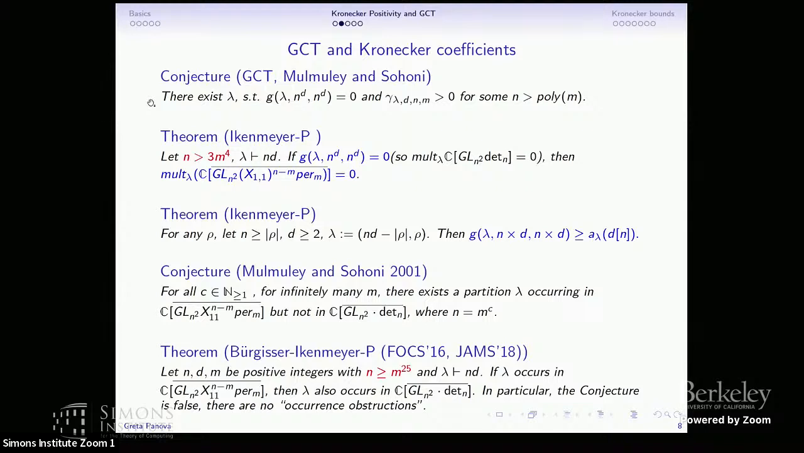So this is the only lower bound we could prove with this GCT method, if at all possible. So we haven't really proved that. But for n greater than or equal to m to the 25th, basically, if some partition occurs in the coordinate ring of the orbit closure of the padded permanent, then it's also going to occur in the coordinate ring of the orbit closure of the determinant. And then we cannot prove a super polynomial lower bound this way.